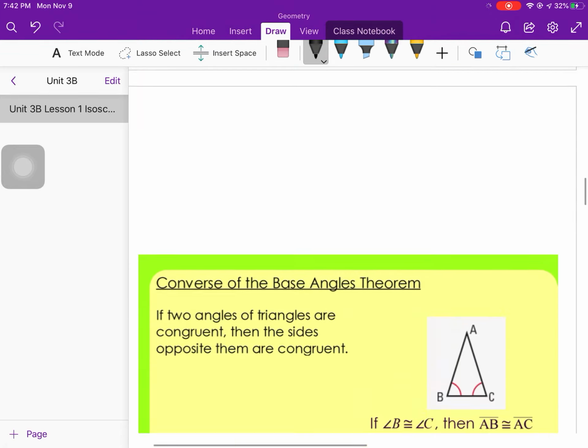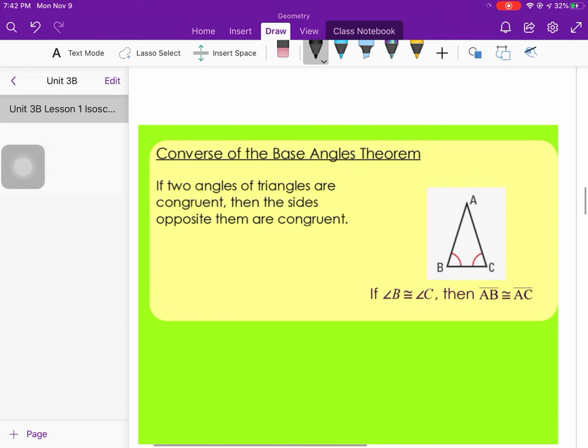All right, let's keep going. The converse of the base angles theorem is that if two angles of a triangle are congruent, and remember, converse is where we switch the if and then statement, then the sides opposite of them are congruent. So if we know that B and C are the same, we know that this side and this side have to be the same as well. So if two of the angles are the same, you can actually guarantee you have an isosceles triangle too.